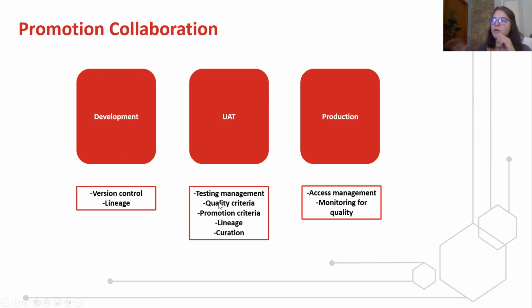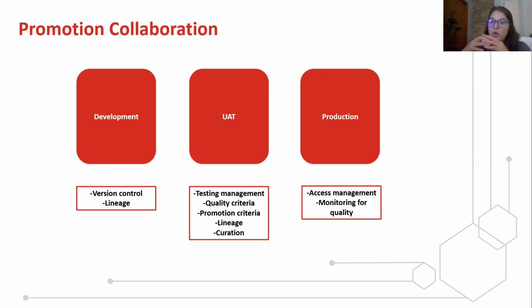And then the UAT is mainly around testing management. How are we recording that we applied tests and they passed or failed? Quality criteria, how rigorously do we want to test this? Do we want to look at every single edge case? Do we want to cover 80% of them so we can move faster? What is our promotion criteria? Do we need to be able to show that we've checked all these boxes before it moves forward and it's usable? What are the boxes that need to be checked? Of course, lineage is important here as well, just verifying that everything is using what it should.